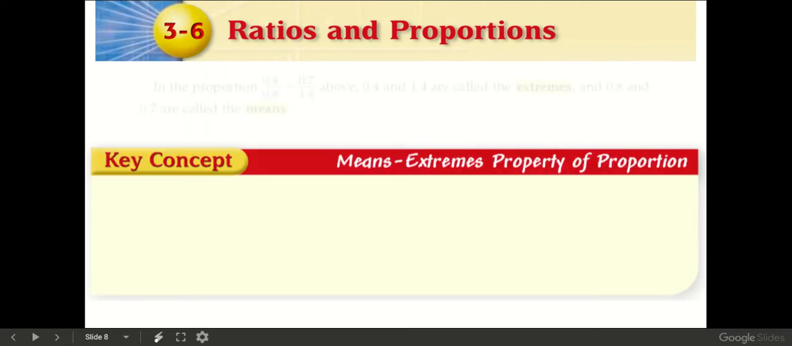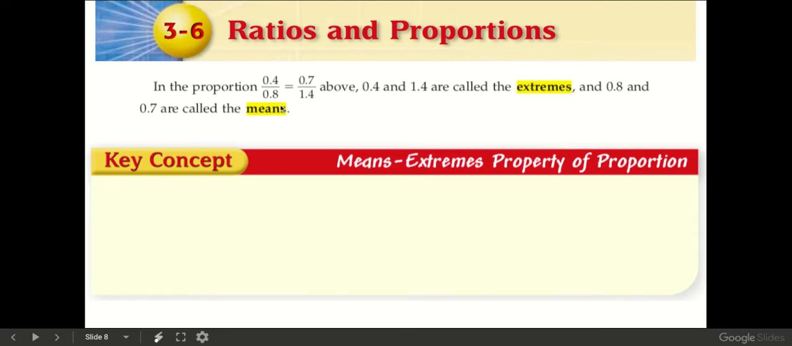So some of the key concepts that we're going to talk about here. So in a proportion, 0.4 and 1.4.